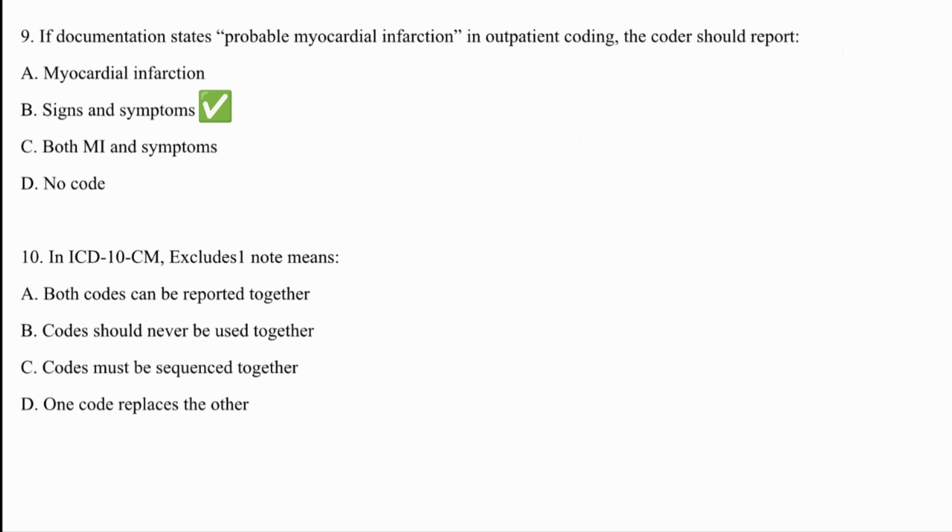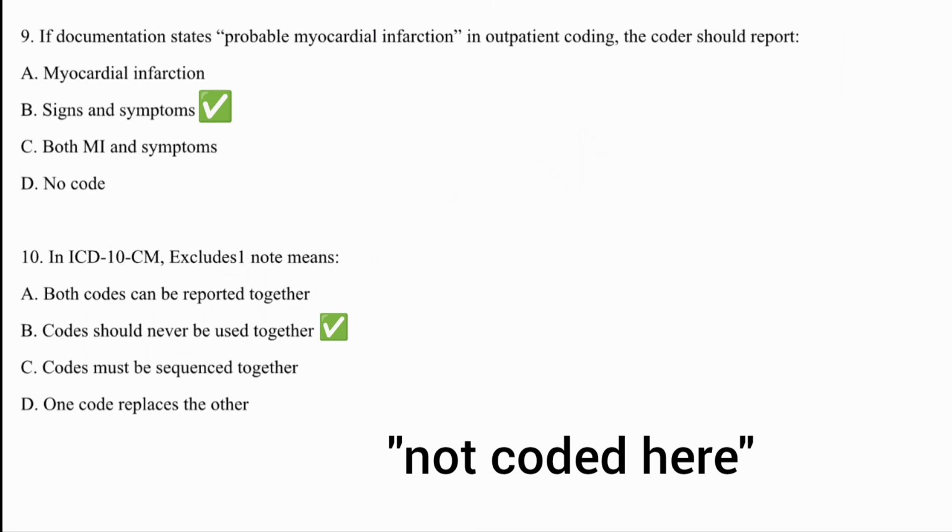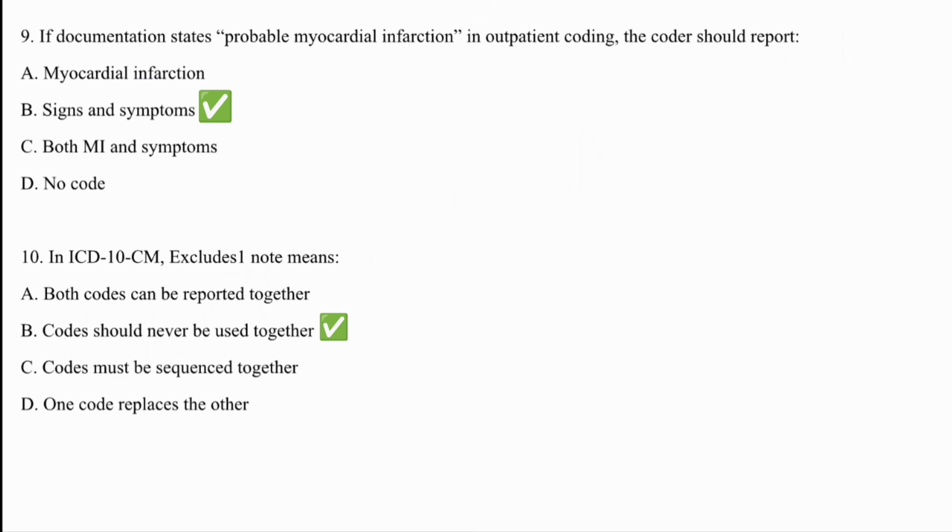The right answer is option B, codes should never be used together. An excludes 1 note means two conditions cannot occur together. It is essentially a not coded here rule. We must choose the correct condition, not both.